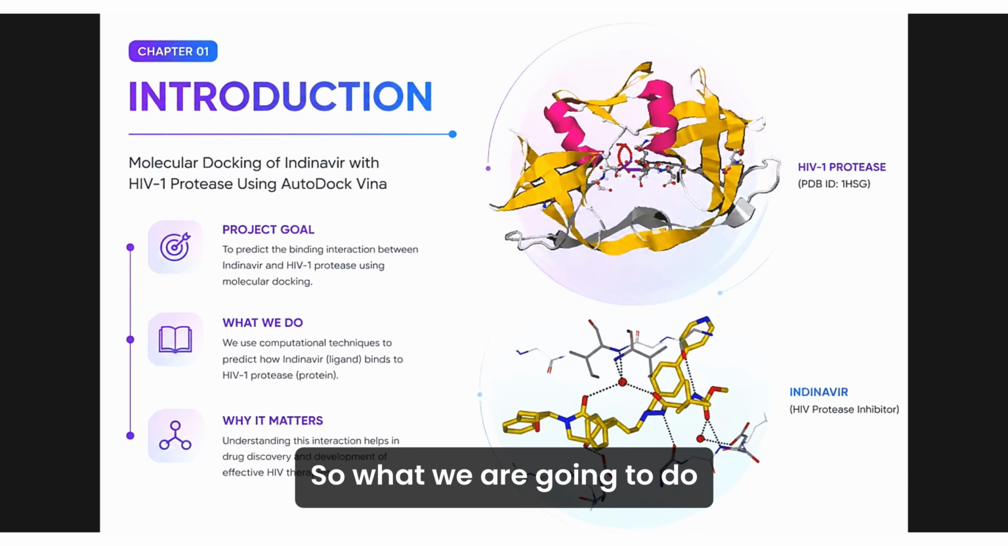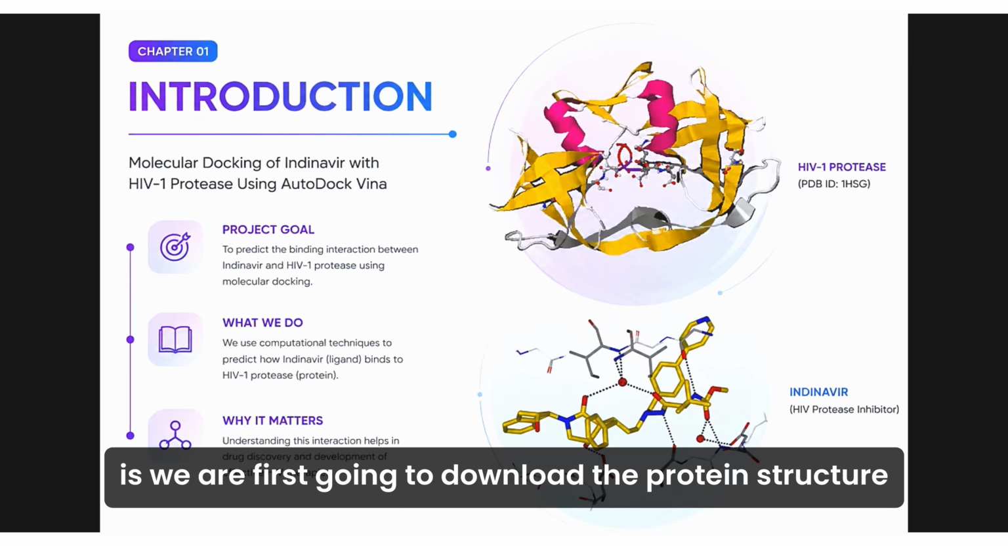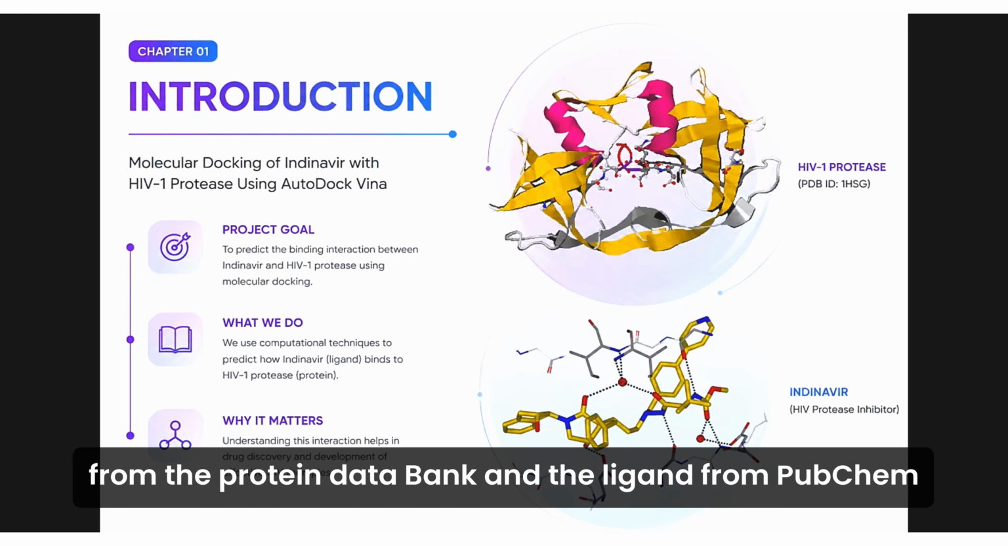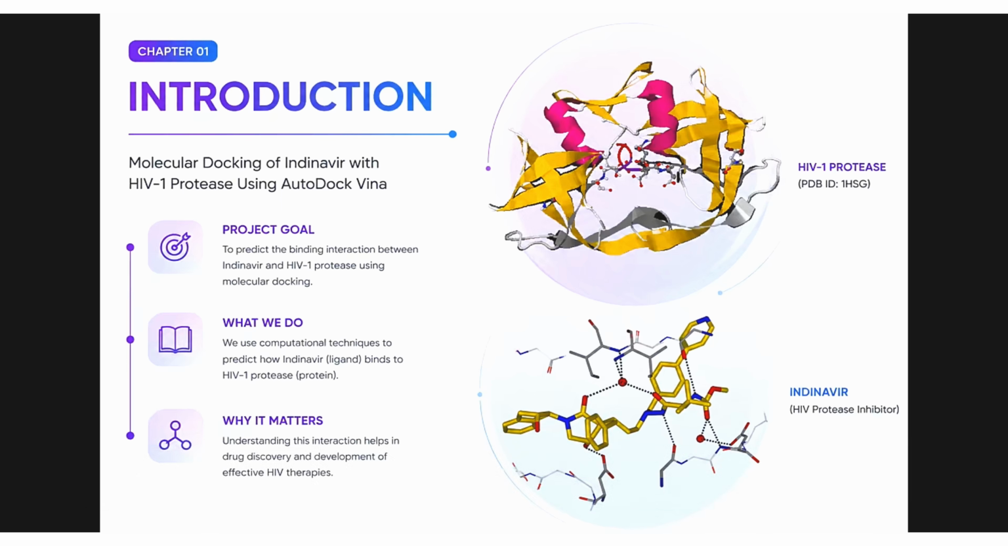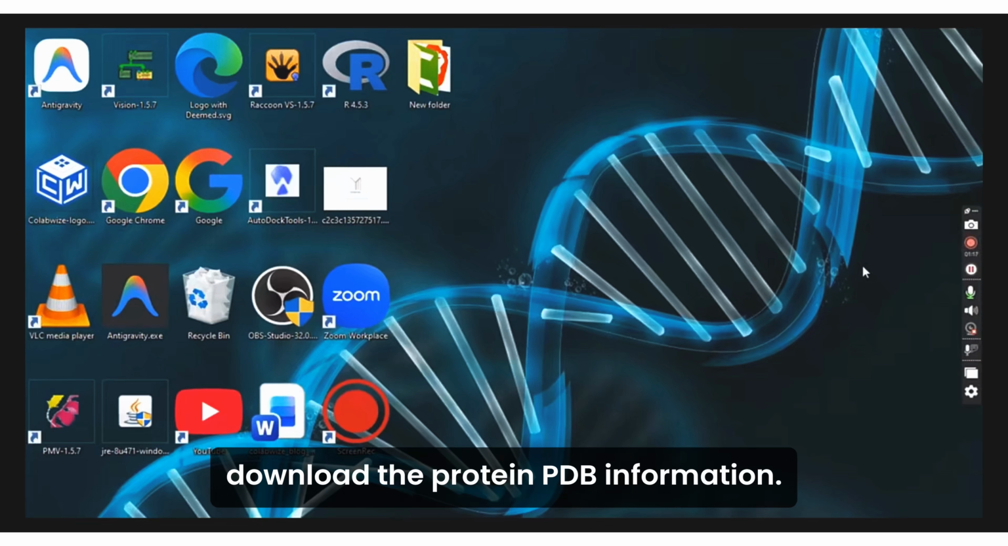What we are going to do is first download the protein structure from the Protein Data Bank and the ligand from PubChem, and prepare both molecules for docking. So we are first going to download the protein PDB information.